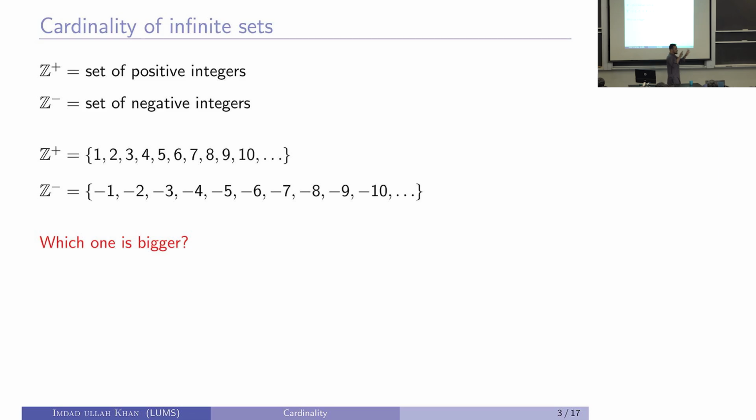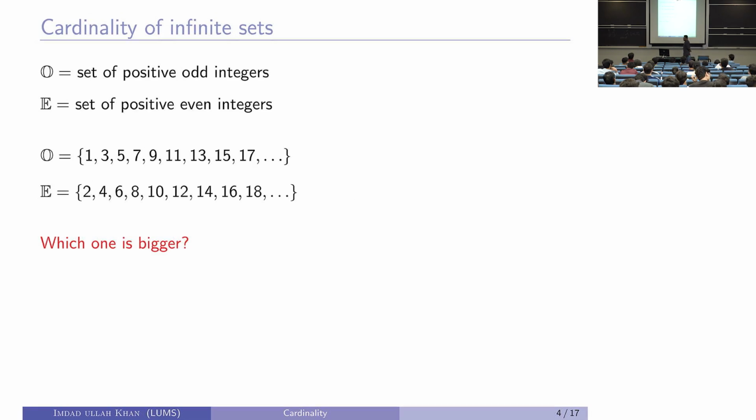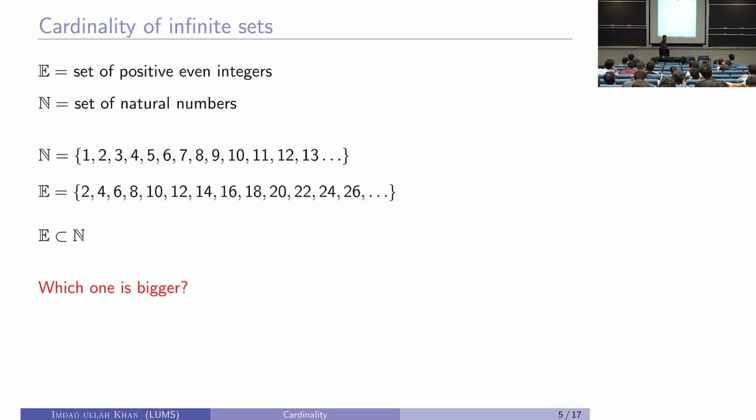We haven't defined as such the cardinality of an element of an infinite set, but the cardinality of an infinite set is, let's say, the number of elements in it, right? Which one of them has more elements? They are equal. Okay, so let's say there is a set of positive odd integers and the set of positive even integers, right? Examples are given here. Which one of them has more elements? So O and E, the cardinality of O seems to be equal to the cardinality of E, right? Yes? Okay, let's make it more interesting.